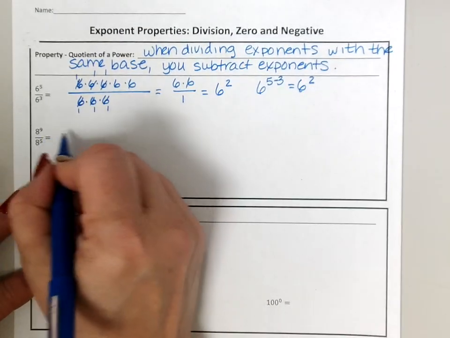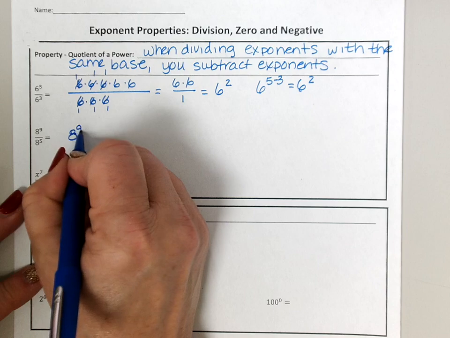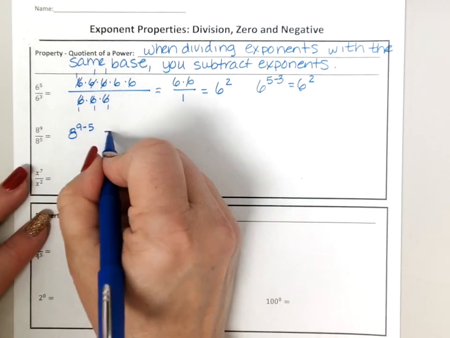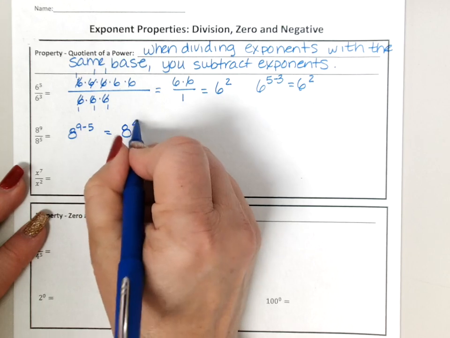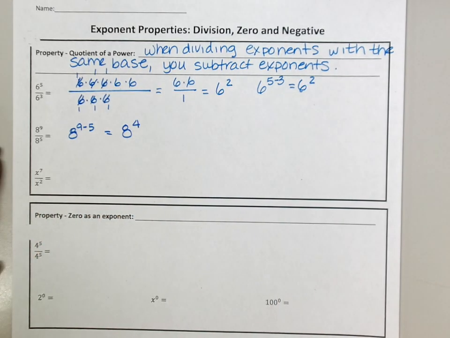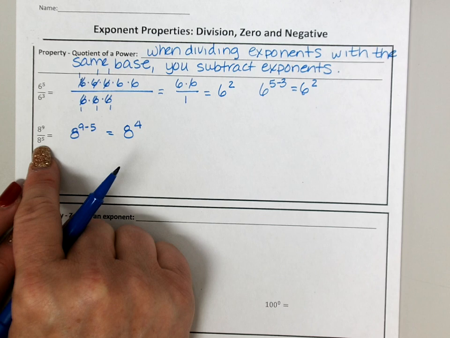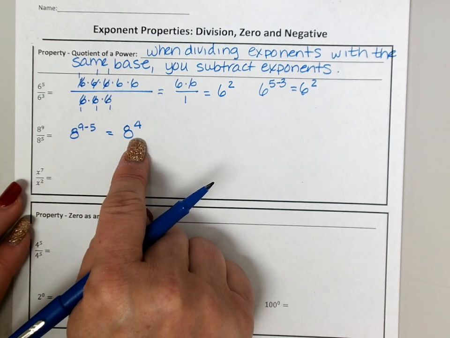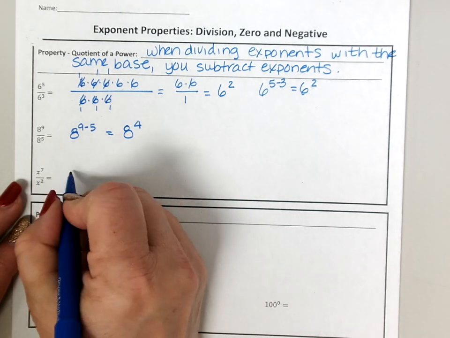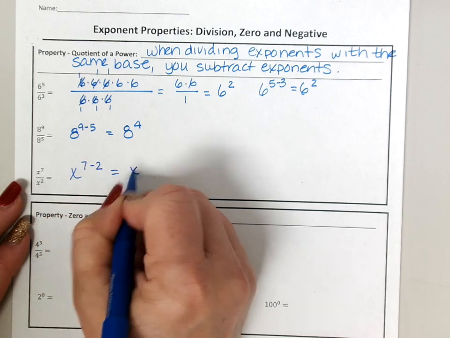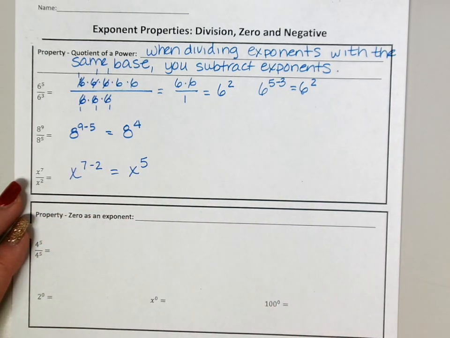So this next one, if I have 8 to the 9th and 8 to the 5th, I would take 9 minus 5, and that would be 8 to the 4th. Of course, you could do it the long way if you forget what the rule is. You'd put 9 8s on top and 5 8s on the bottom, and you could cancel them out, and that would get you your 8 to the 4th also. All right, x to the 7th minus 2 would give me x to the 5th.